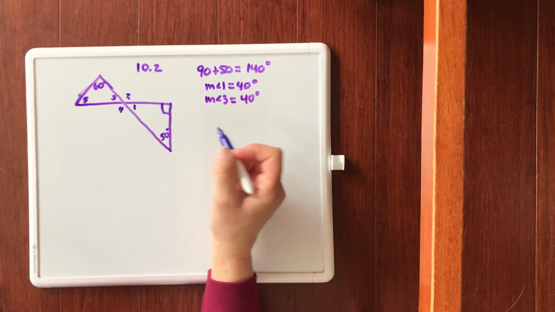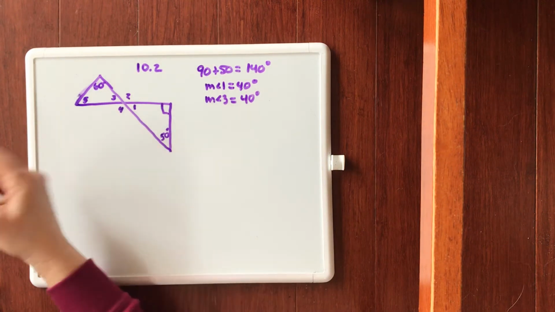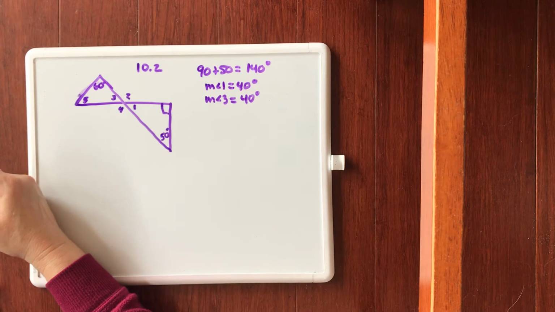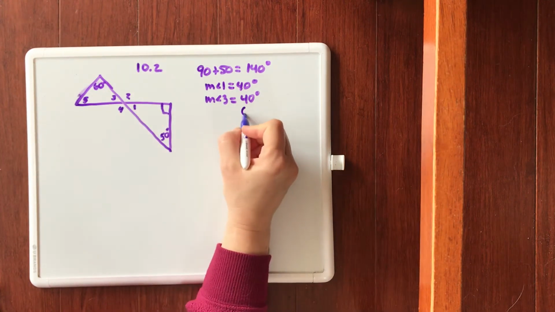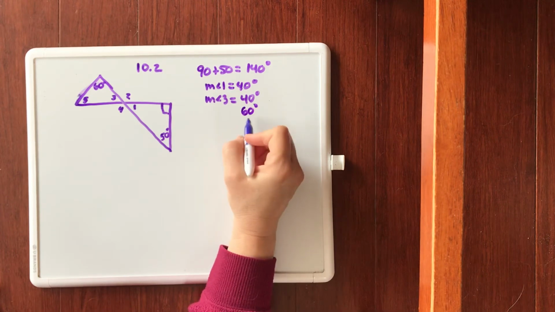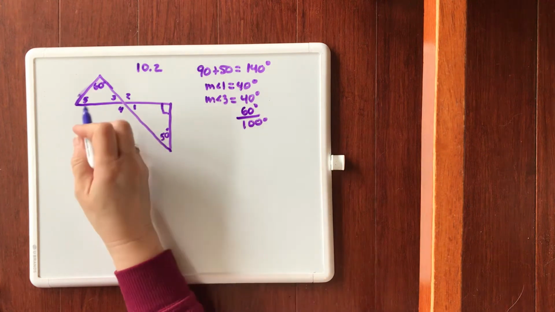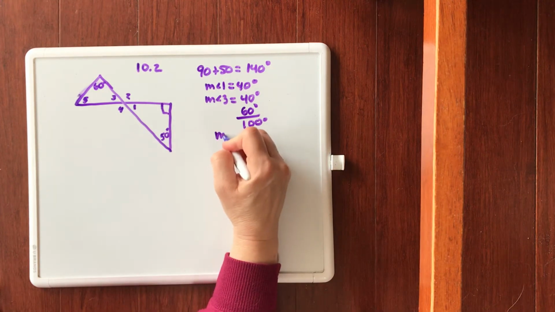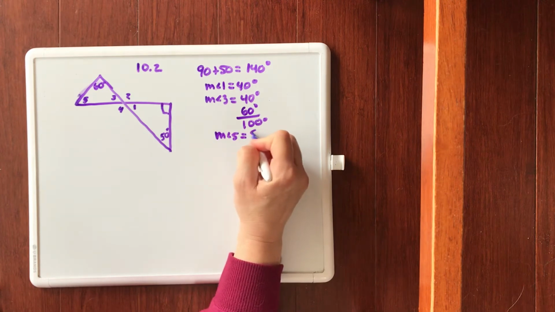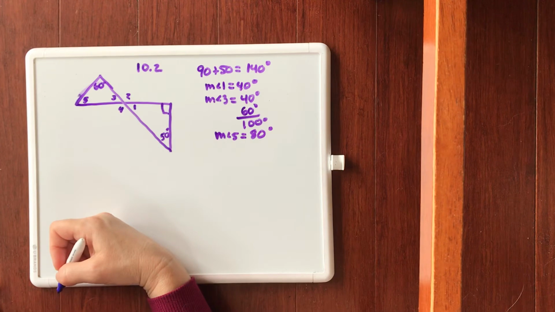All right? Well, now that we know 3 and we know this is 60, we can find out this one, which is 5. So 60 plus 40, there's our 40, add 60 is 100 degrees. So what does that tell us about 5? That's right. Measure of angle 5 equals 80 degrees. 100 plus 80 is 180 degrees.